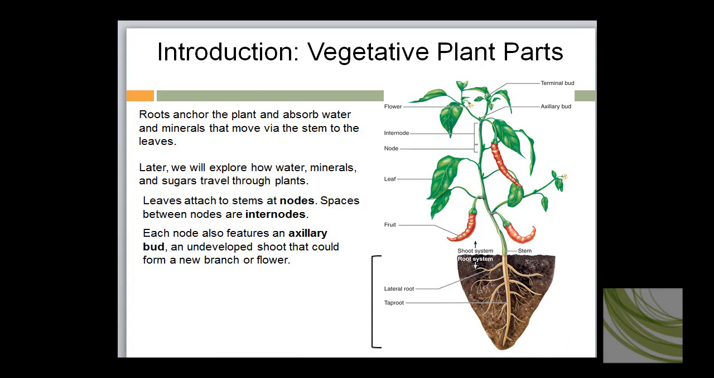Okay, leaves attach to the stems at what are called nodes. Spaces between the nodes are called internodes. So a node is where a little leaf will attach, and between the nodes, we call that the internode. Each node also features an axillary bud. That's just a shoot that could form a new branch or flower. And we can stimulate those by pruning back the terminal bud.